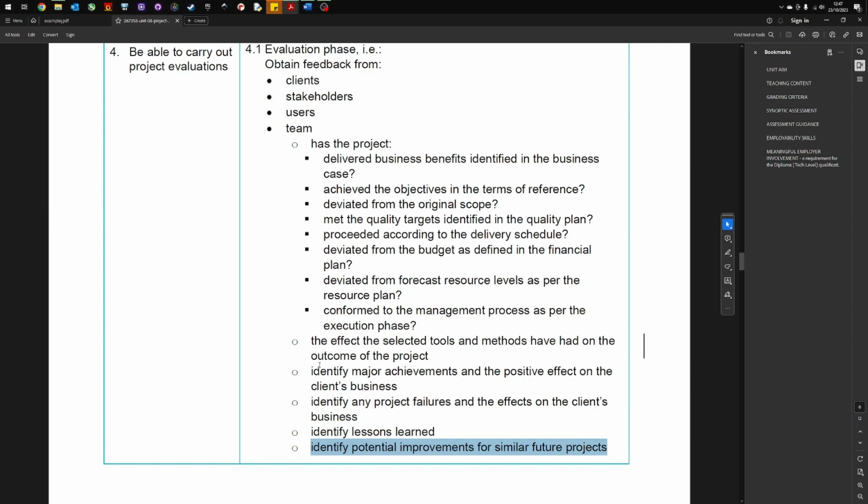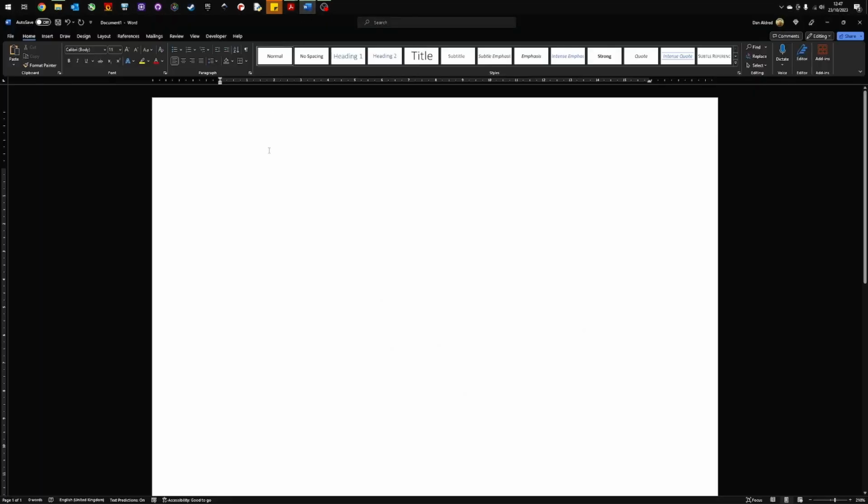One other area to point out is that it asks you to identify any project failures, so you can use these as your improvements. What you want to do is get a new Word document. You want to say what the improvement is. You want to say why it would improve it, and talk about the impact on the project. And then you want to say how you'd improve.